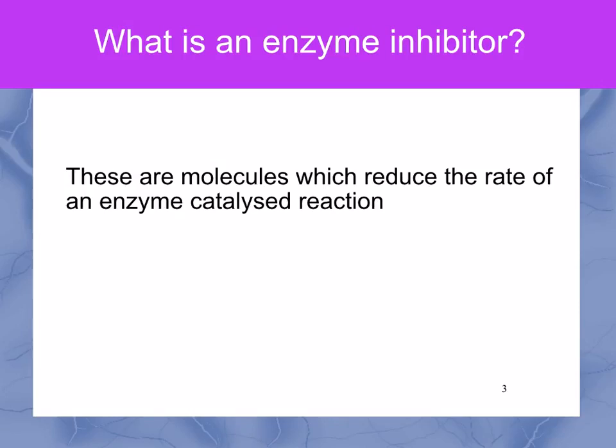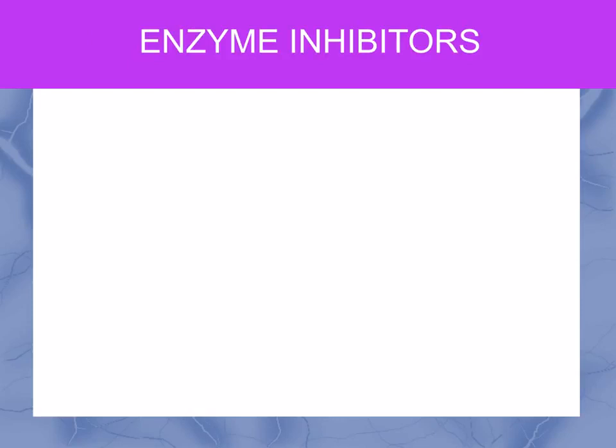So what is an enzyme inhibitor? These are molecules which reduce the rate of an enzyme catalyzed reaction. How they do this is by interfering with the functioning of the active site of the enzyme, and they can either do this directly or indirectly. You have different types of inhibitors.